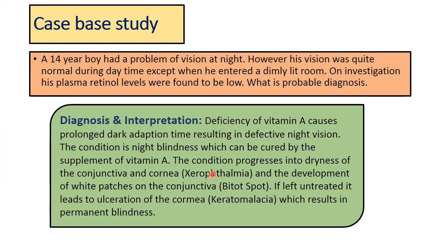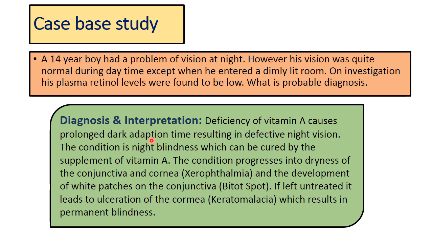Now we come to the case based question. A 14-year-old boy had a problem of vision at night. However, his vision was quite normal during daytime, except when he entered a dimly lit room. On investigation, his plasma retinol level was found to be low. What is the probable diagnosis? So, diagnosis and interpretation.